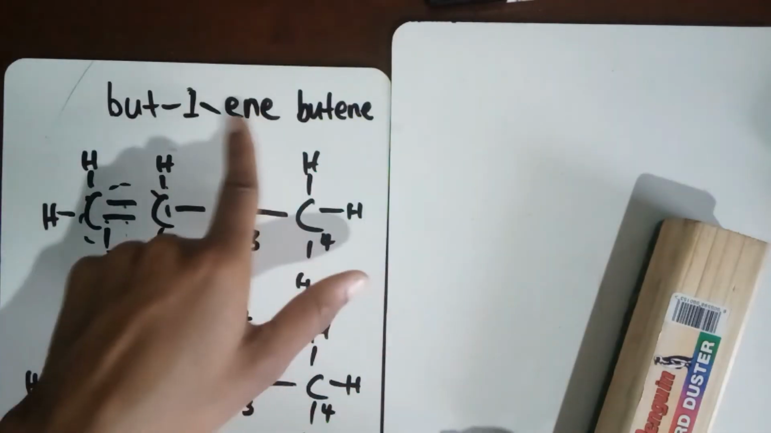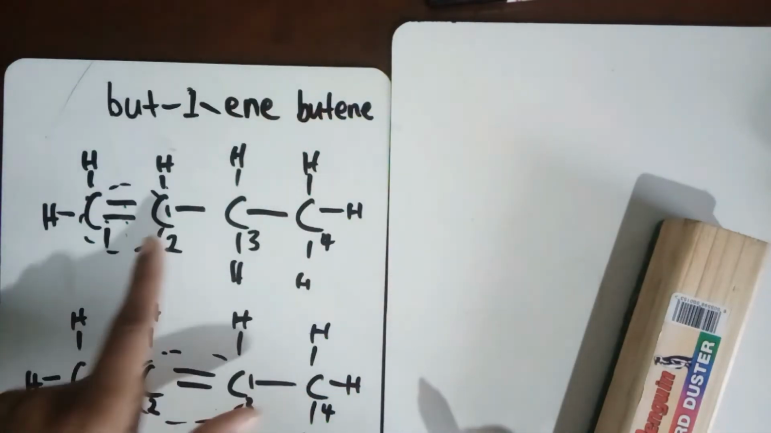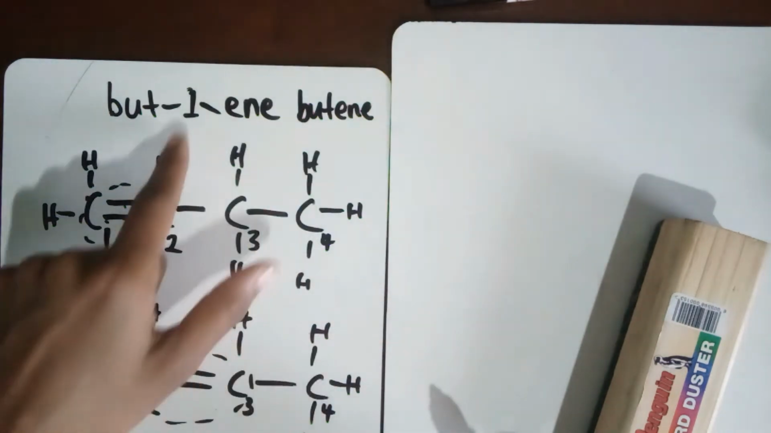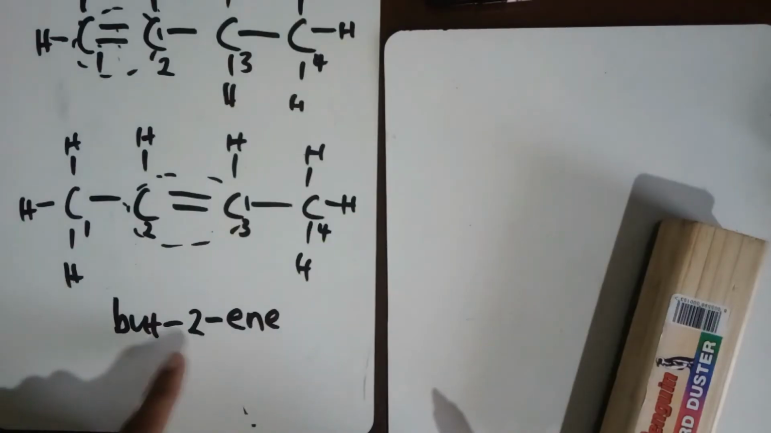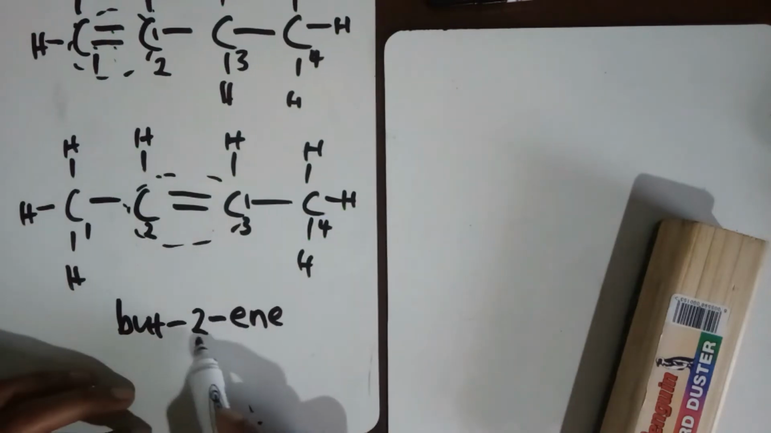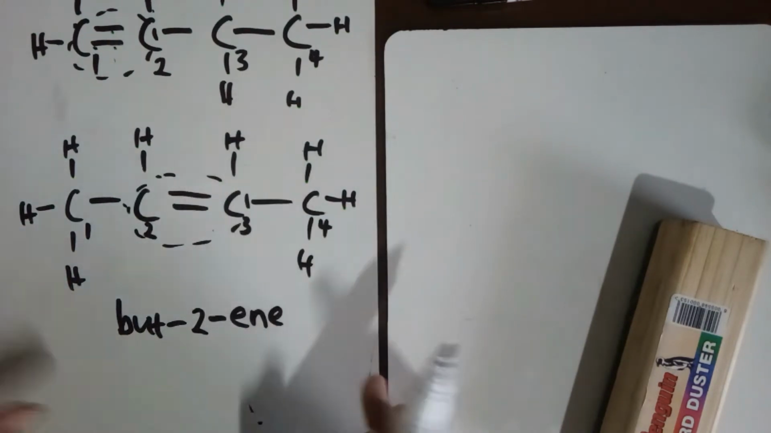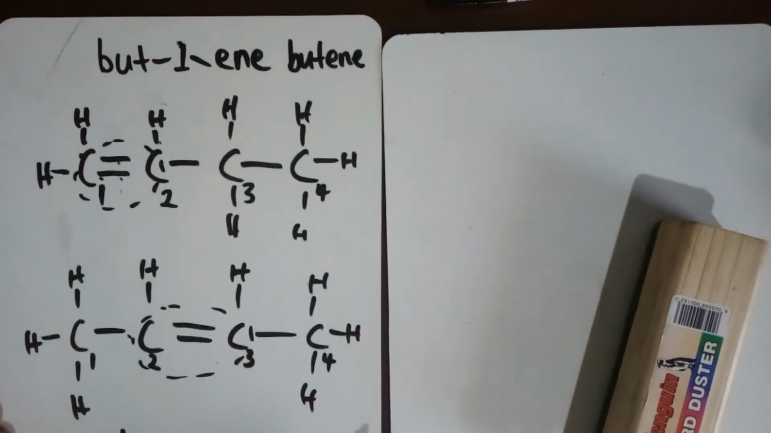If either the double bond or the triple bond is at carbon number 1, it's not necessary to indicate that position there. Only perhaps when it's at carbon number 2 or 3 or 4, that's when we actually have to indicate it with a 2, 3, or 4, right? I hope that makes sense.